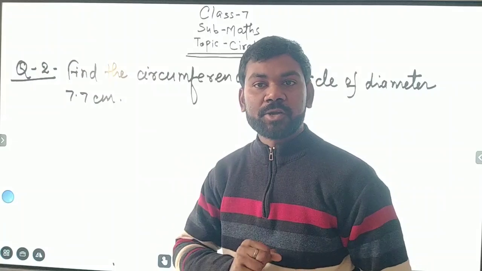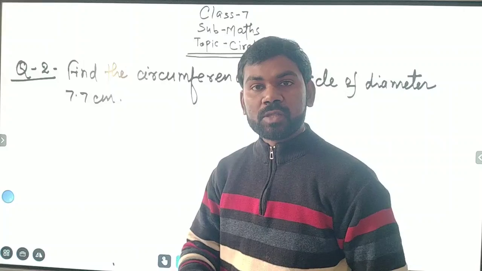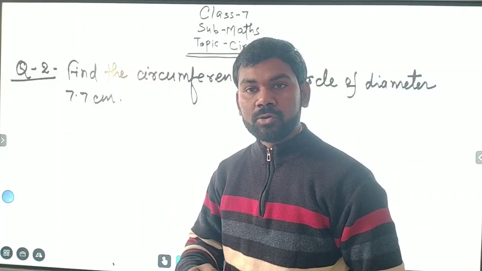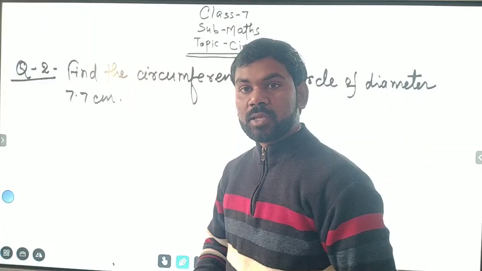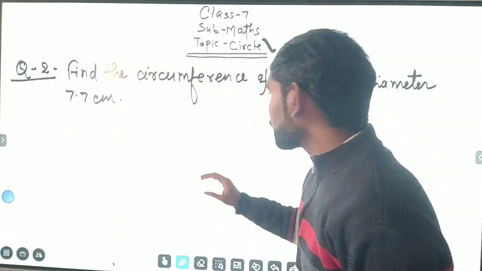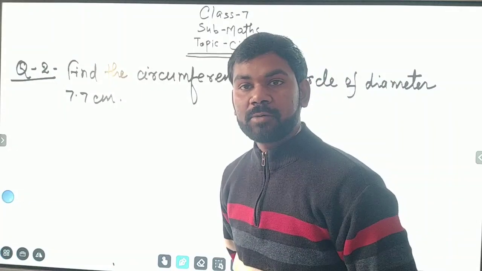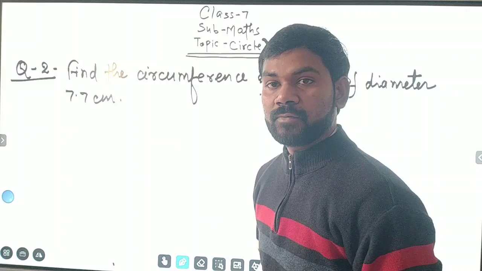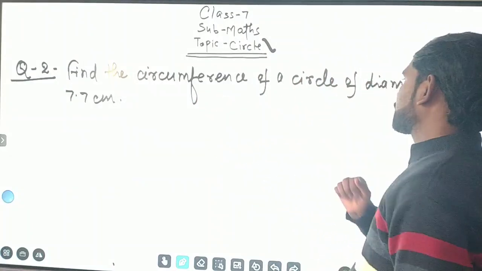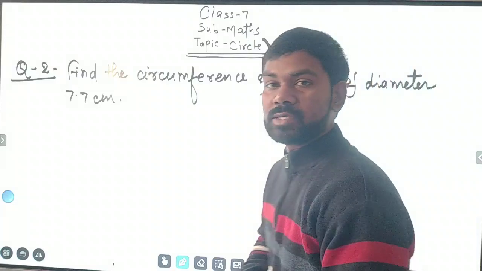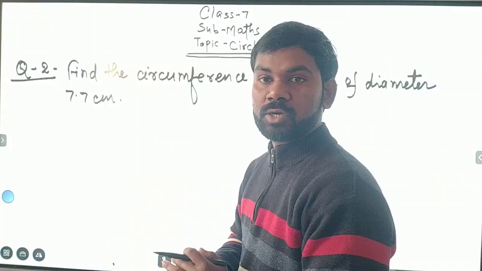Students, in the last video we discussed the basic concept of circle with its definition, and I hope you understood it without any doubt. So in this video, we are going to discuss a question based on the formula I told you, which is the circumference. The question is: find the circumference of a circle of diameter 7.7 centimeter. I hope there is no doubt in the question.